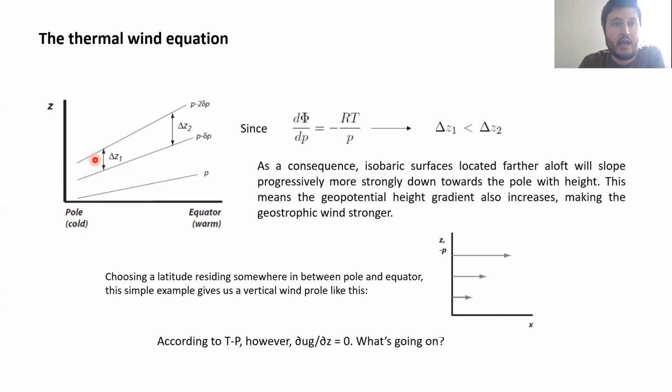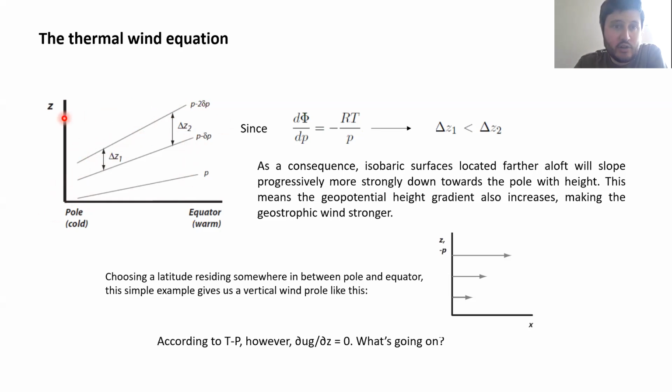So in the poles, because the temperature is colder, the thickness is smaller. So between two surfaces of the same pressure, the pressure changes faster with height. And this has a clear geometric interpretation. You can see that if here we have more packed surfaces of constant pressure than at the equator, then as we go up in the atmosphere, the slope of these pressure surfaces is going to increase.